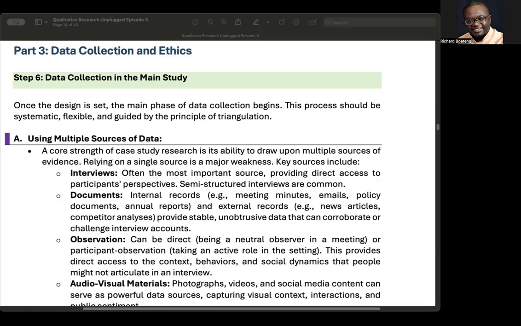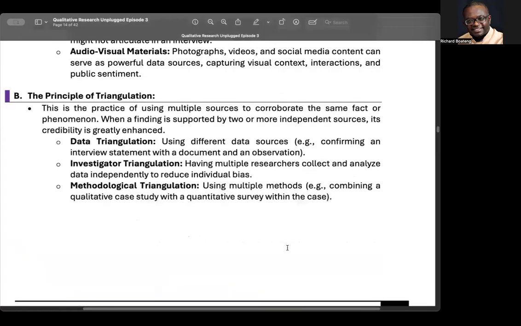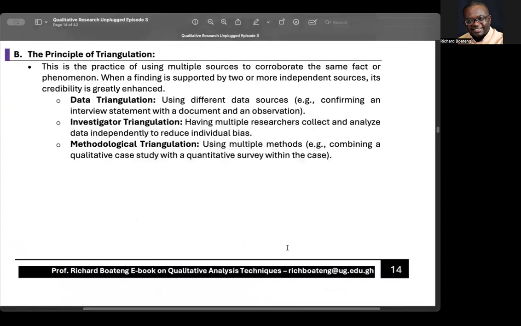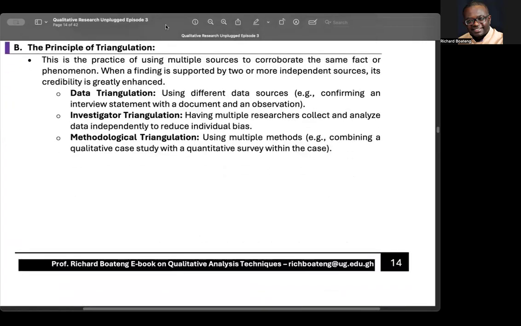The key is using a combination of these sources. Which brings us back again to the principle of triangulation. Define it for us one more time and explain why it's so critical for credibility. Okay. Simply put, triangulation is the practice of using multiple sources or methods to cross-check and corroborate your findings. If you find evidence for the same fact or phenomenon through an interview, and you see it mentioned in a document, and you observe it happening, then your confidence in that finding goes way up. It's like building a stronger case in court with multiple witnesses and different types of evidence.